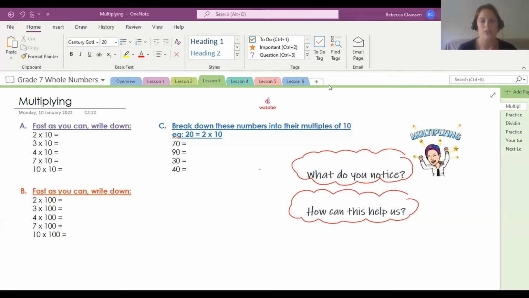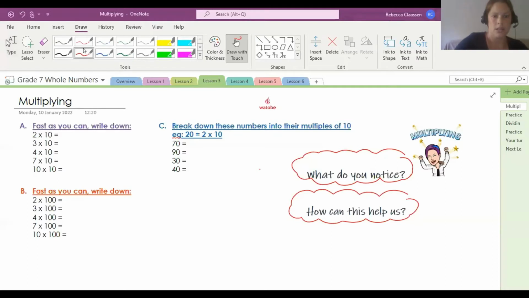For C, you write down the question and the answer. Let me draw it with my pen. You'd write 50 equals 5 times 10. So it's the multiple of 10. 50 is equal to 5 times 10.